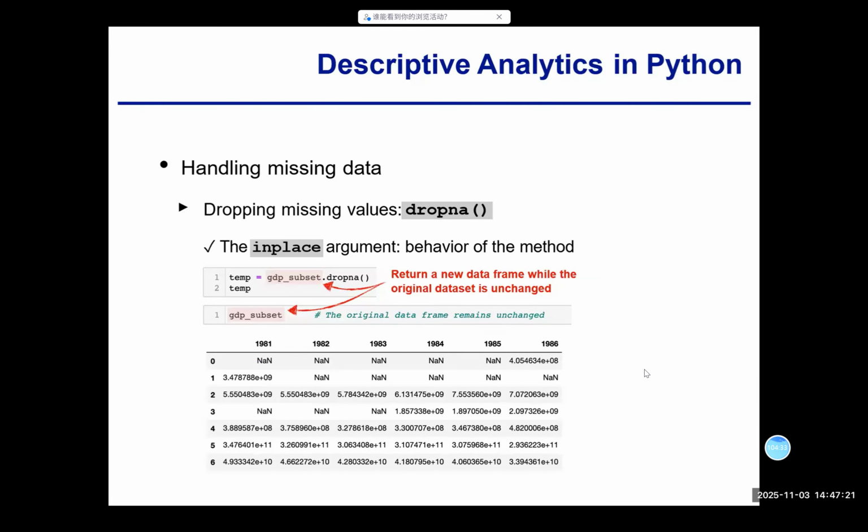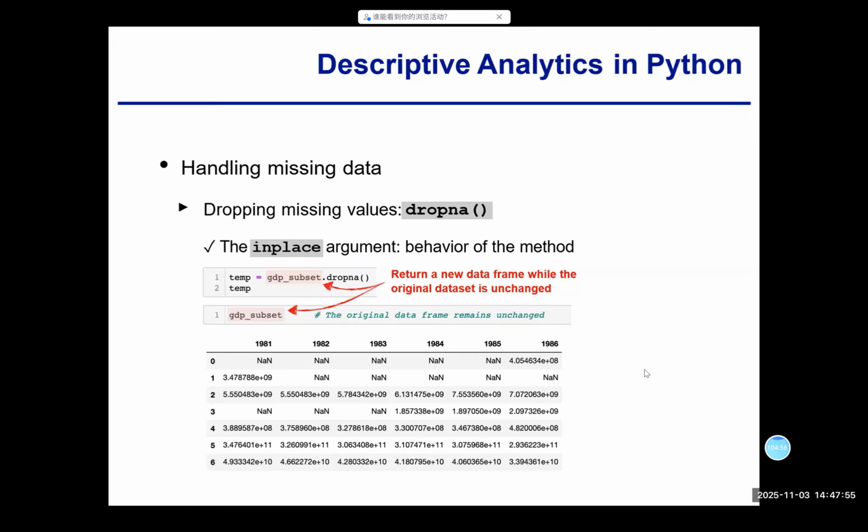So this is what I said. The method of dropna does not automatically remove the missing values from the original data set. So after you try the dropna and you check the original data frame, GDP subset, the missing values are still there. So in order to keep the results after dropping the NAs, you need to make a new assignment called temp, or whatever name you want.